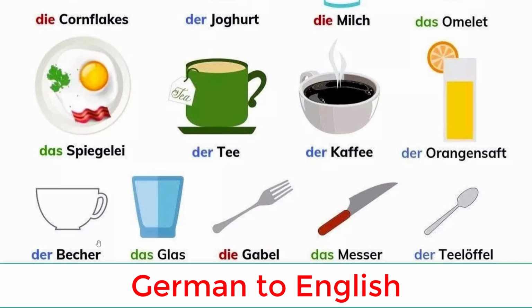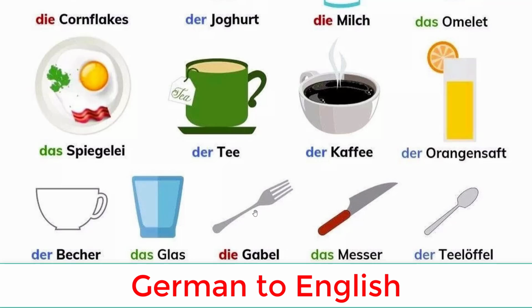And the last 5 words. Der Becher, that means cup or mug. Das Glas, that means glass. Die Gabel, that means fork. You can see it's also a spoon. Then das Messer, that means knife. Der Teelöffel, teaspoon.